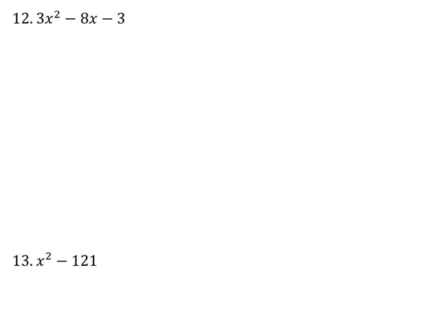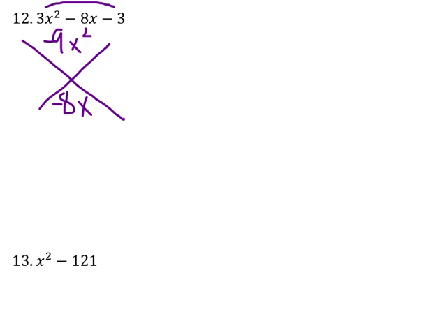Here we have a coefficient in front of our x squared, so that means we get an x box. So 3 times negative 3, that'll be a negative 9x squared. Negative 8 goes on the bottom. What two numbers multiply to be negative 9 but add to be negative 8? That would be a negative 9x and a positive 1x. Go through, put that in our box.